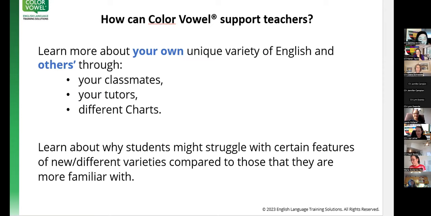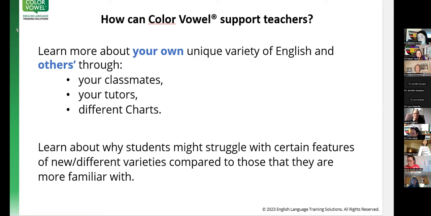I've come to the end now, so I'm just going to stop by commenting finally on how color vowel is so useful for us as teachers. I've spoken about how I can use it for students. What about teachers? Like Lisa, I've gained a lot from joining the Color Vowel program, going through all the different courses. But one of the most important things for me is how I've learned more about other varieties of English as well as my own.